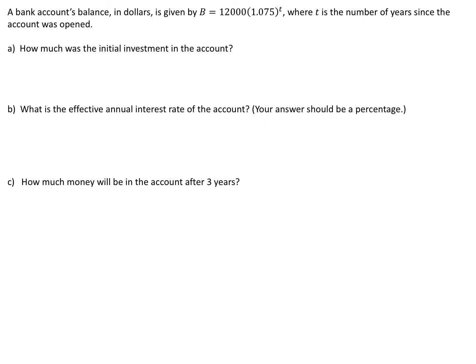In this problem, a bank account is given to us as B equals 12,000 times 1.075 to the t, where t is the number of years since the account was open. How much was the initial investment? That's our a value in the equation, y is equal to a times b to the t. So we see here that that is an initial amount of $12,000.